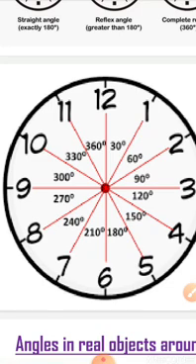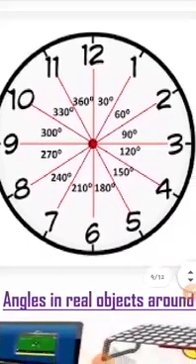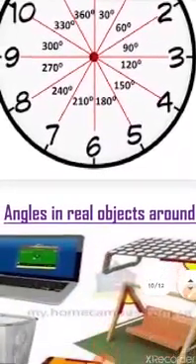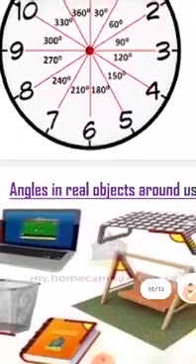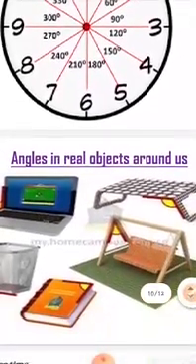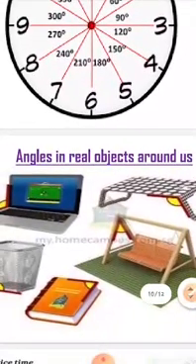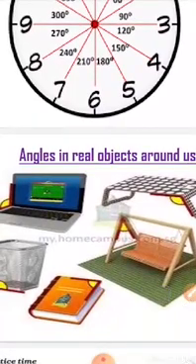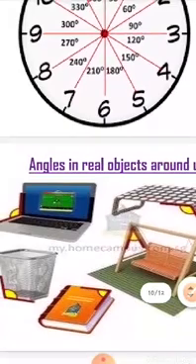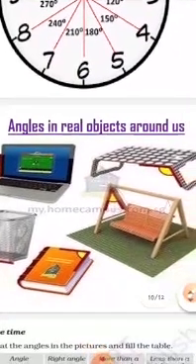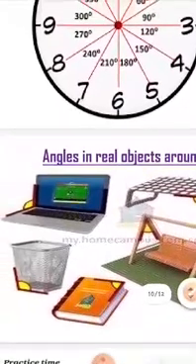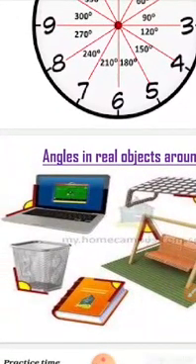As I said earlier, we have angles in all the real objects around us. This is just an example of it. Whatever is shaded in yellow is just an example. It is not that only these kinds of angles are available. We have n number of angles in the given shapes that we can identify. For the purpose of marking, we have mentioned this yellow part.